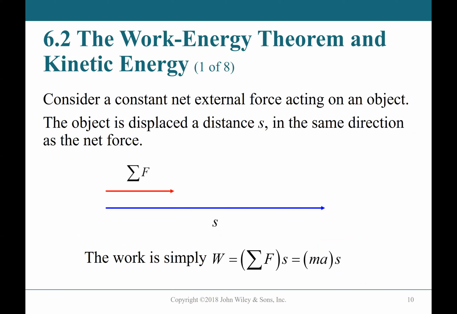Now, we have what's called the work energy theorem. We're going to understand what is meant by the work energy theorem. It says, consider a constant net external force acting on an object. The object is displaced a distance s in the same direction as the force. But we know from Newton's second law that the net force is equal to ma. So here I'm simply replacing the net force with its equivalent, which is mass times acceleration. That's my first equation.